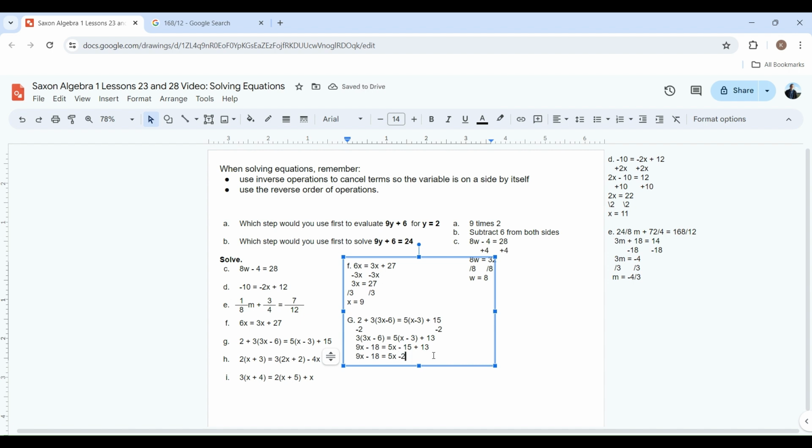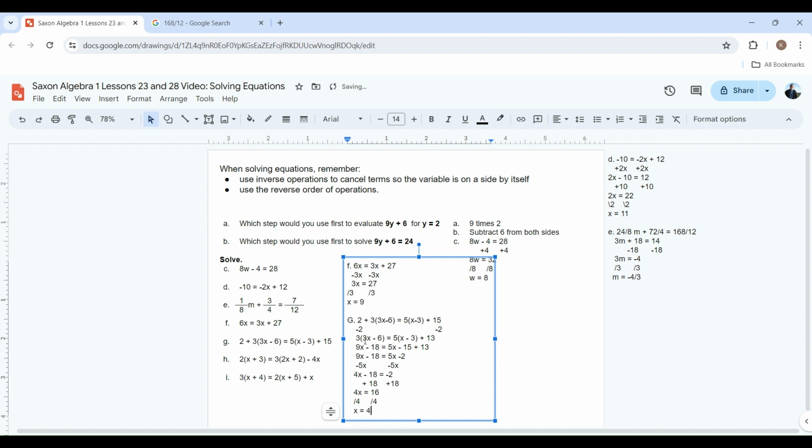And now this looks like a really easy problem to solve. The next step that I'm going to do is I'm going to subtract 5x from both sides. Okay, I could do the same thing to both sides. Let's subtract 5x. That's going to be 4x minus 18 equals negative 2. Now I'm going to add 18 to both sides. So plus 18 on this side, plus 18 on this side. That's going to give me 4x equals 16. And now you see how easy this is. Divide by 4 on both sides. And I get x equals 4.